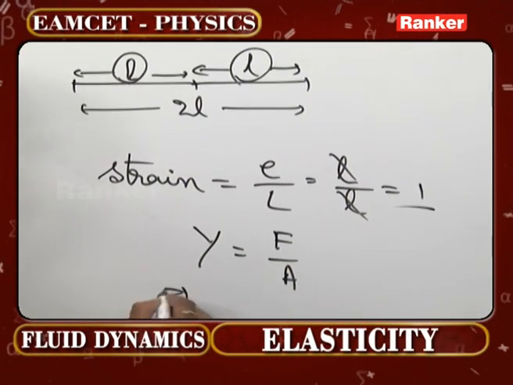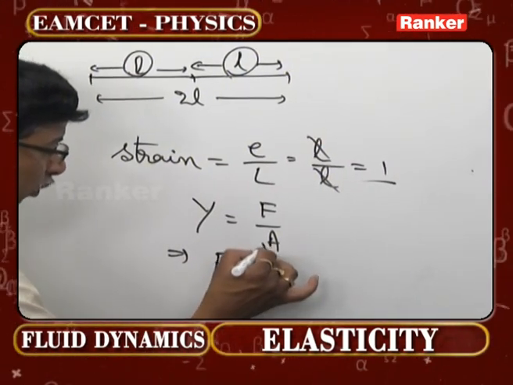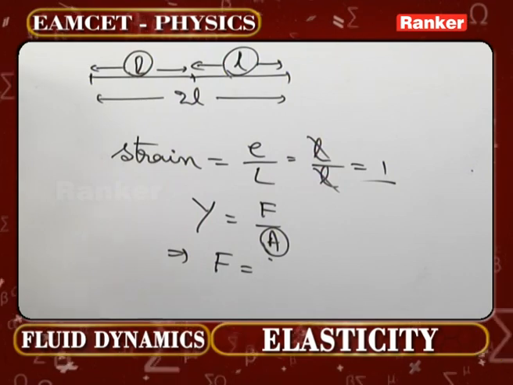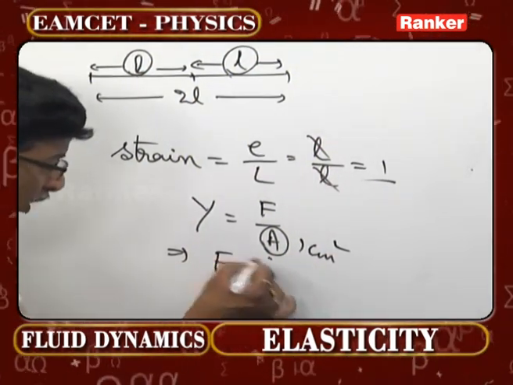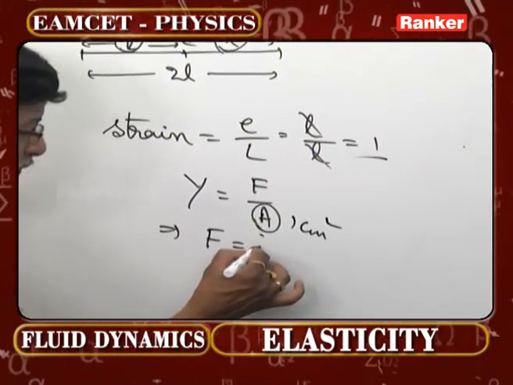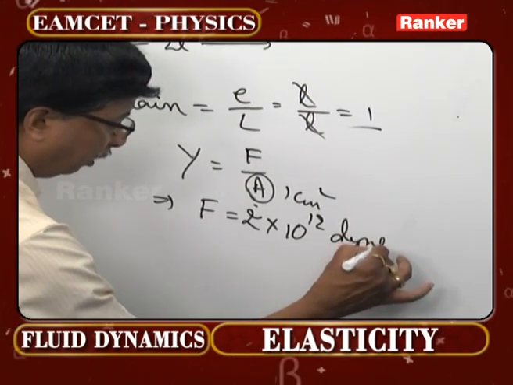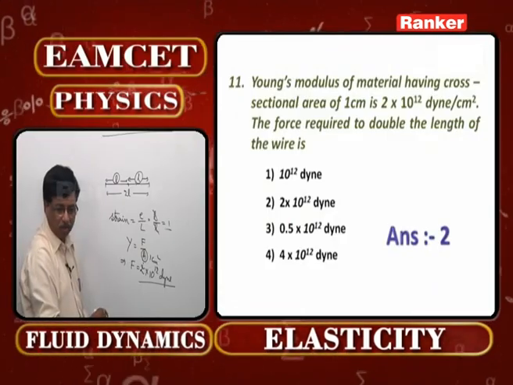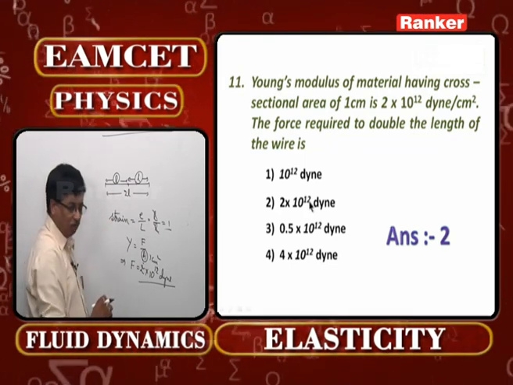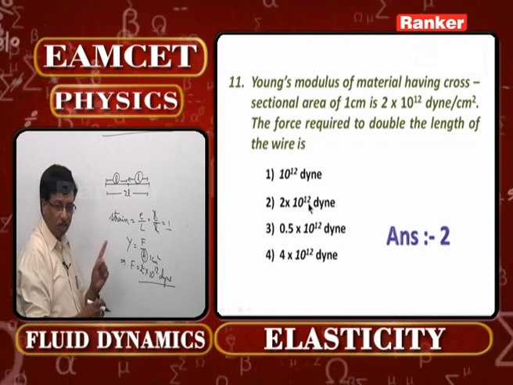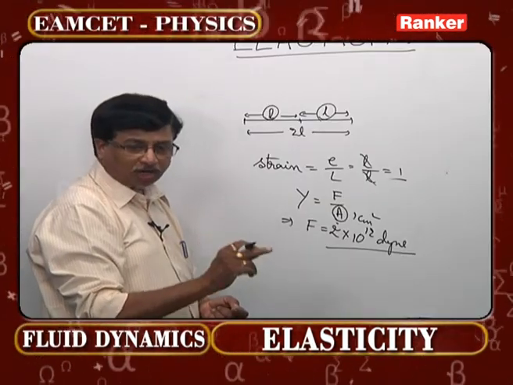That means what can we write now? F is equal to A into Y. This of course A, area of cross section, it is 1 centimeter square. Then of course if you take F and Y, what will be the value of Y that is given? 2 into 10 power 12. So F will be 2 into 10 power 12 dyne. So what is the correct option over here? You look at second option is going to be the correct option. That means what is to be remembered? Whenever the length is doubled, strain is equal to 1. Length is tripled, strain becomes 2, and so on and so forth.